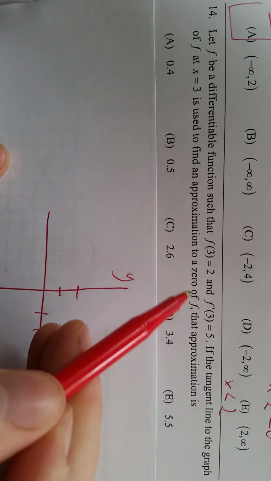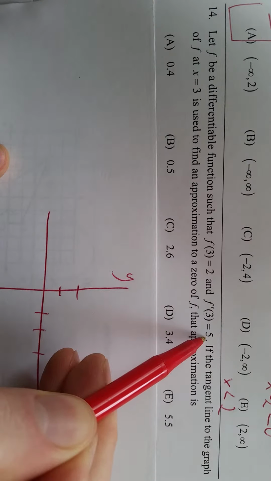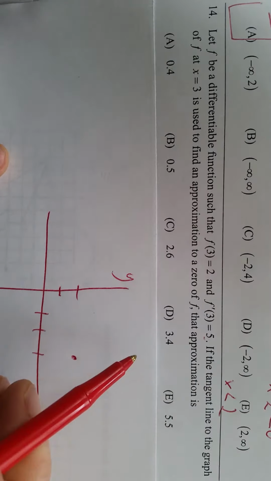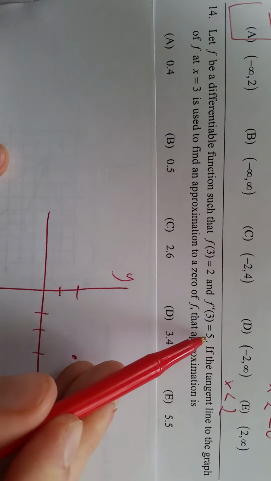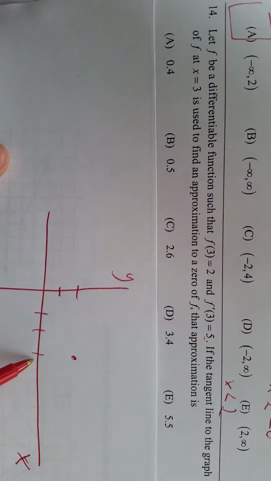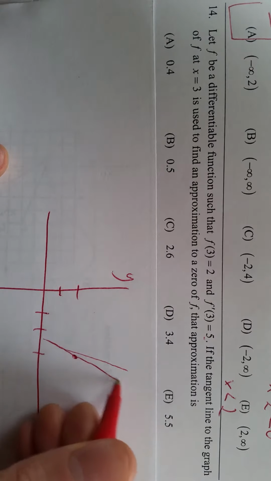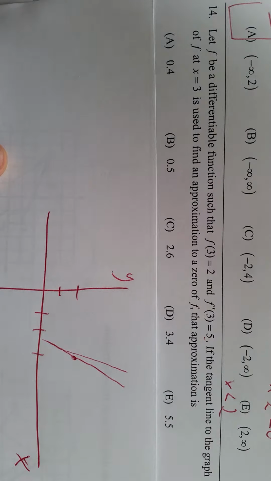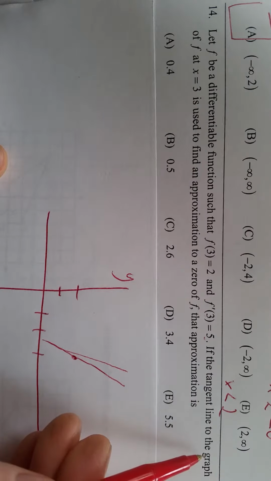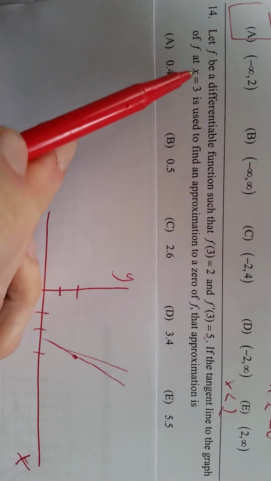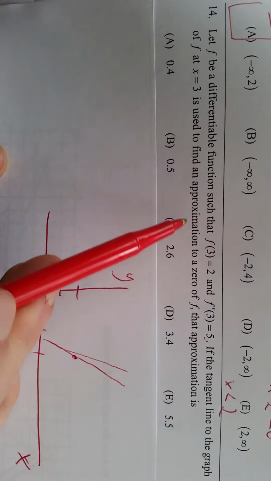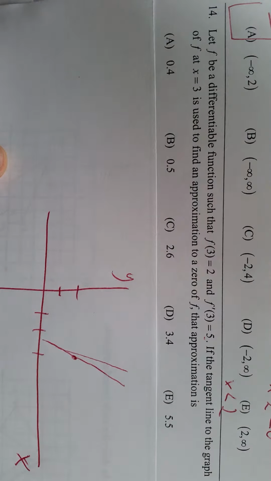Well, they tell us that f prime of 3 is 5. That means the slope of the tangent line at x equals 3 is 5. So I don't know much about the function, but I do know for a fact that the slope of the tangent line is 5 here. Okay. Now it says if the tangent line to the graph of f at x equals 3 is used to find an approximation, what is the approximation? So they're saying literally use that tangent line right there and use it to approximate the 0.